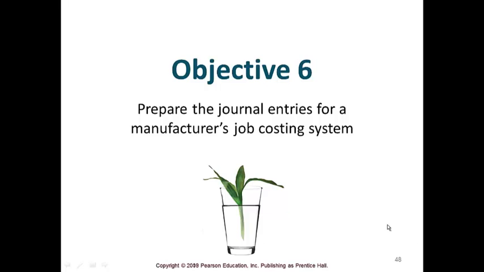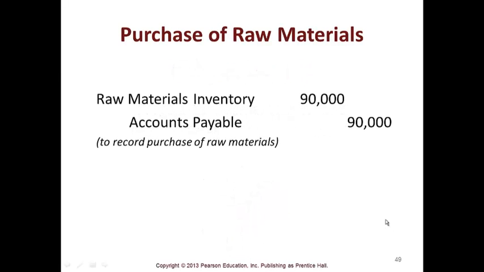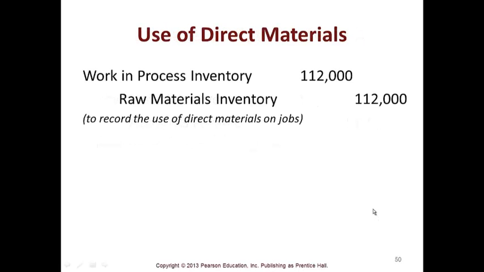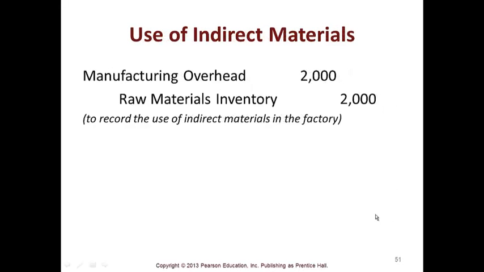Prepare the journal entries for the manufacturer's job costing system. So now we're going to be like regular financial accountants, and the management accountant would help prepare this journal entry and give it to the financial accountants to book. The raw material inventory, let's say, is $90,000, so it goes a debit to raw materials inventory, credit to accounts payable. Work in process inventory and raw materials, that's what moved from raw materials into work in process. And then you had manufacturing overhead that needed to be debited against raw materials inventory. This is to record the use of the indirect materials in the factory.